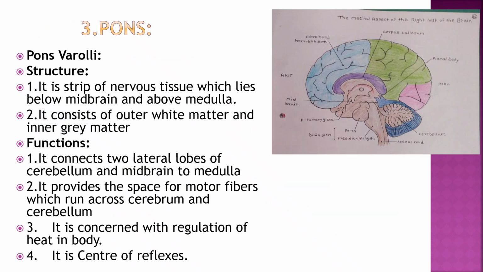The third part of the hindbrain is the pons. It is also called pons varolii, and it is a strip of nervous tissue which lies below the midbrain and above the medulla. It consists of outer white matter and inner grey matter. Functions: it connects the two lateral lobes of the cerebellum and the midbrain to the medulla. It provides space for motor fibers which run across the cerebrum and cerebellum. It is concerned with regulation of heat in the body, and it is a center of reflexes.